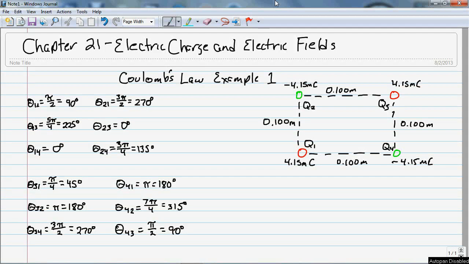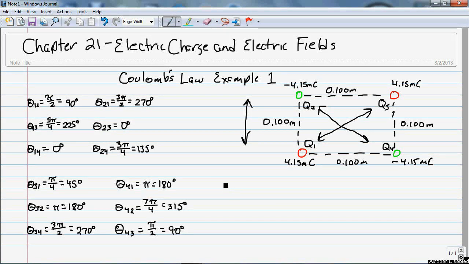Last video we calculated all the angles for all the different charges, and now we know the directions that the forces are going to point. So the next thing that we need to calculate is the magnitude of the forces, and the only ones that we really have to deal with are the forces along each side and the forces in the diagonals. Once we have those two, then we can come up with all the different combinations for the next part.